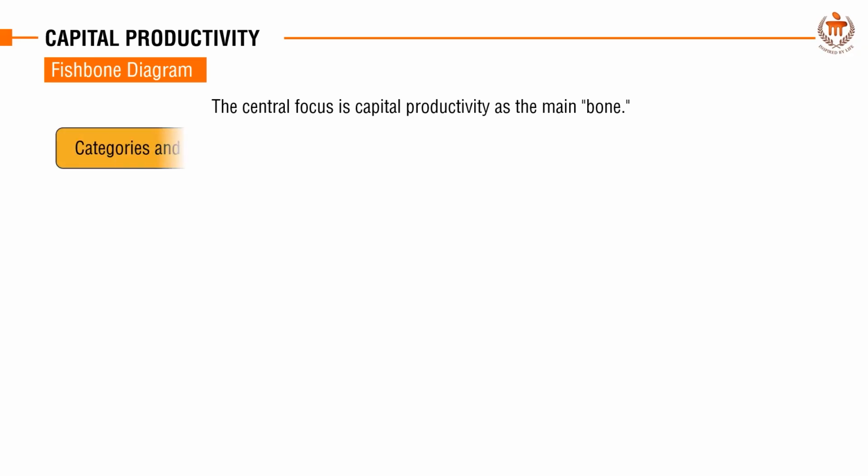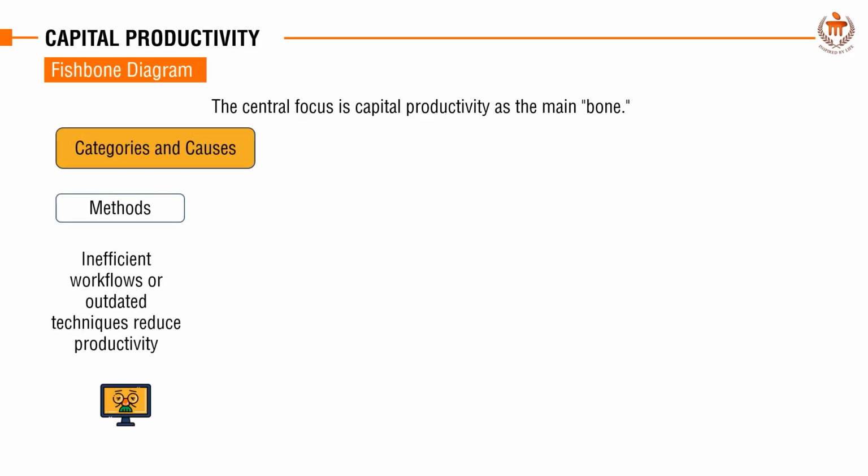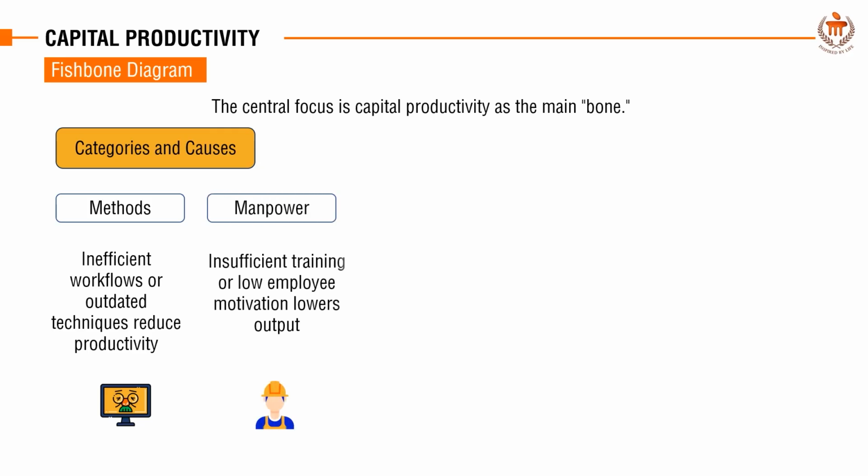Number one, methods. This includes the processes and techniques used in production. Inefficient workflows or outdated methods can significantly impact capital productivity. Number two, manpower. The skills and training of the employees are crucial. Insufficient training or low motivation can lead to decreased productivity levels.